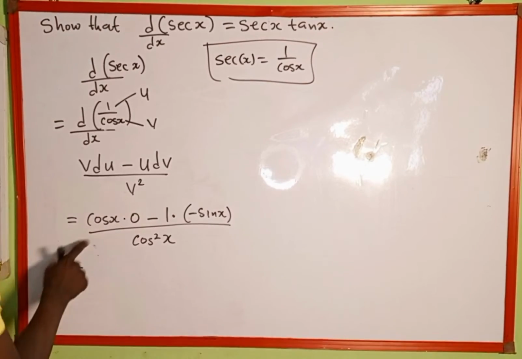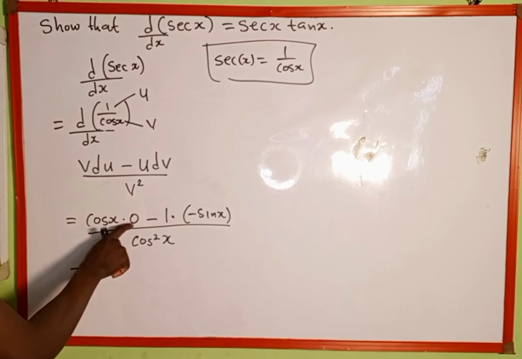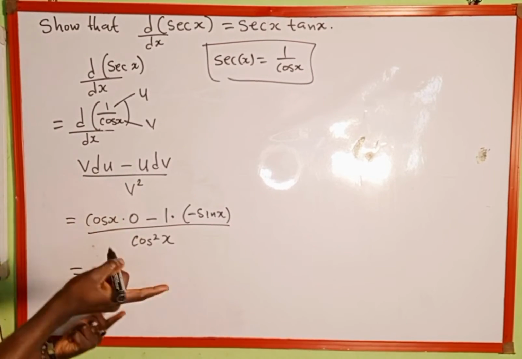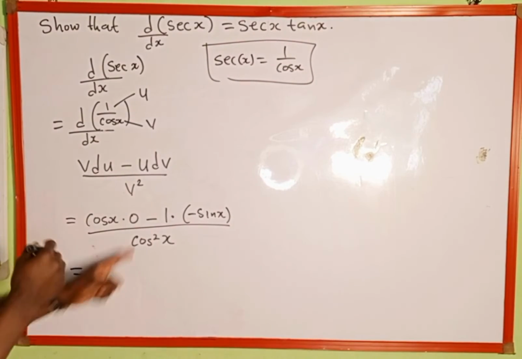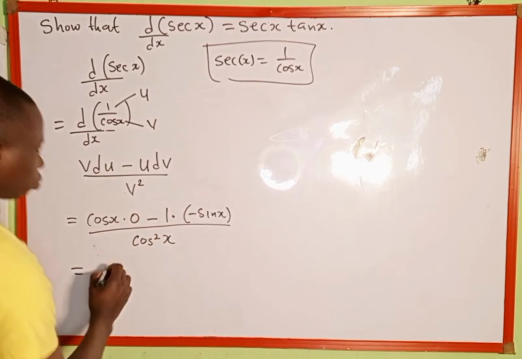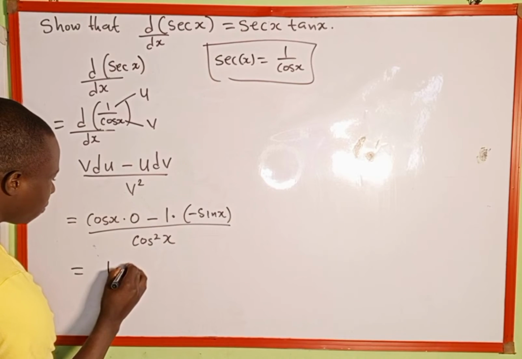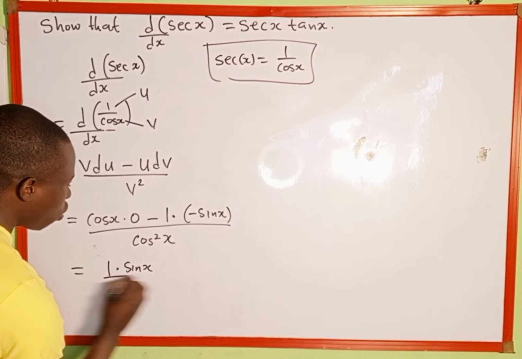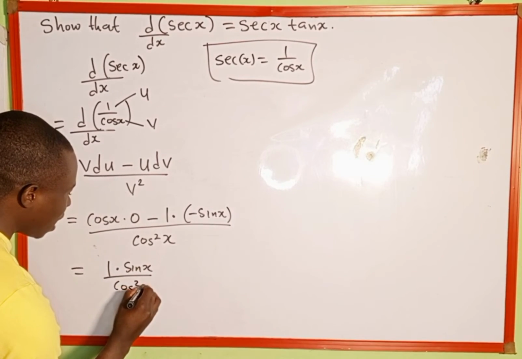The next thing we're going to do is to simplify this upper part. So this is going to be cosine x multiplied by 0. Anything multiplied by 0 is the same as 0, so this is gone. Then minus multiplied by minus is plus. Then we are left with just 1 multiplied by sine x, all over cos square x.